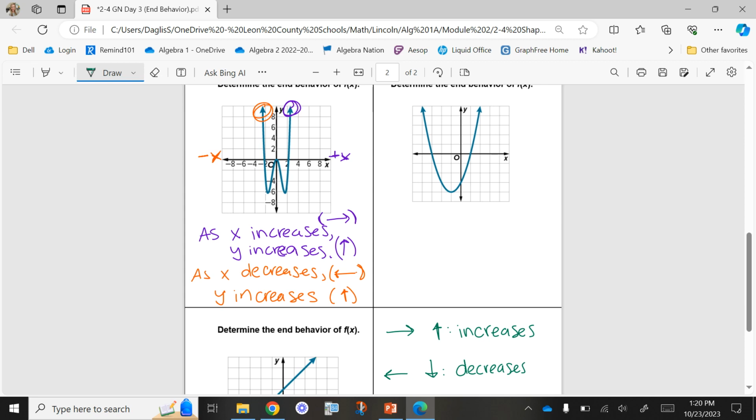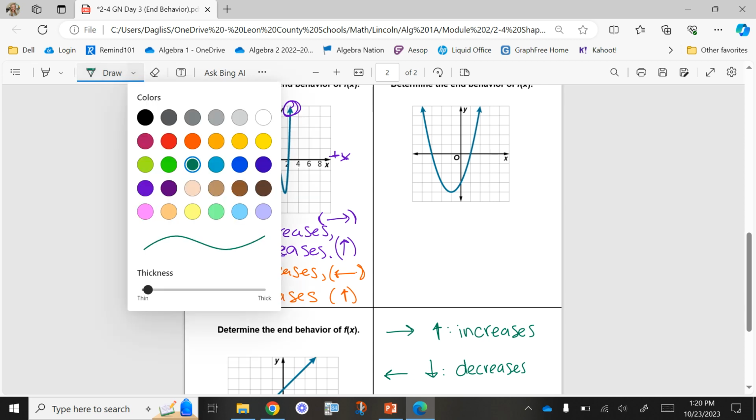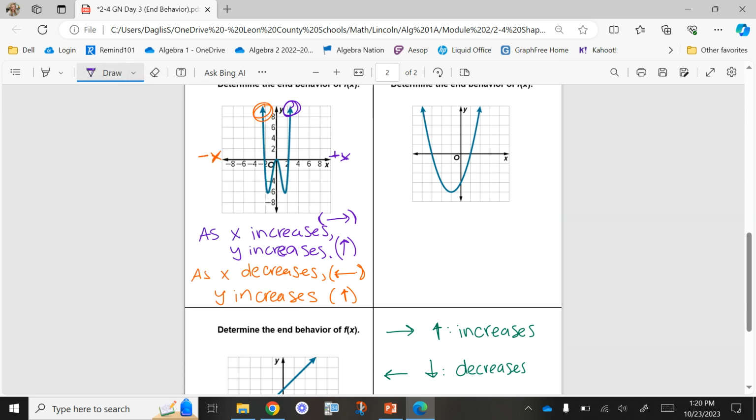Let's do the right side first. Come on, change color for me, please. Thank you. All right. As x increases, what side am I looking at? The left or the right? To the right. Good. As x increases, what's happening to my graph? My y increases. Good job, guys.